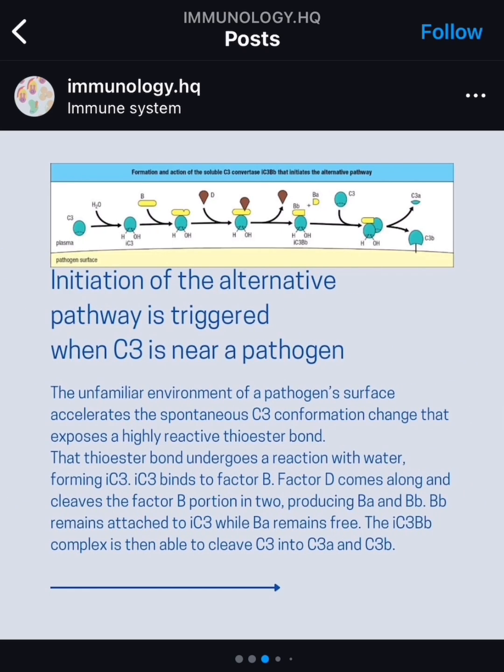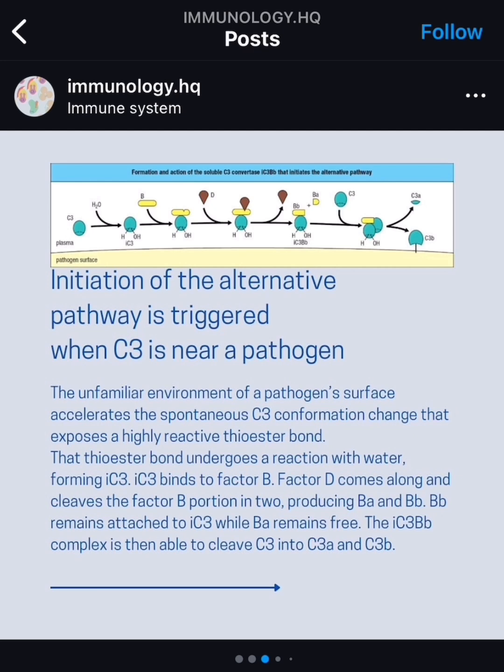Initiation of the alternative pathway is triggered when C3 is near a pathogen. The unfamiliar environment of a pathogen surface accelerates the spontaneous C3 conformation change that exposes a highly reactive thioester bond. That thioester bond undergoes a reaction with water, forming iC3. iC3 binds to factor B.